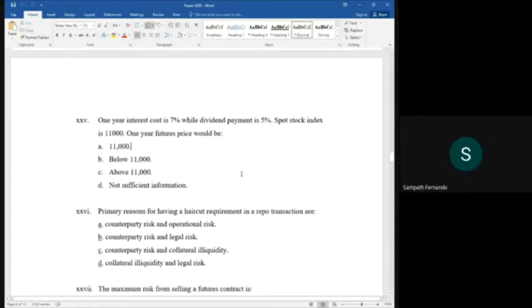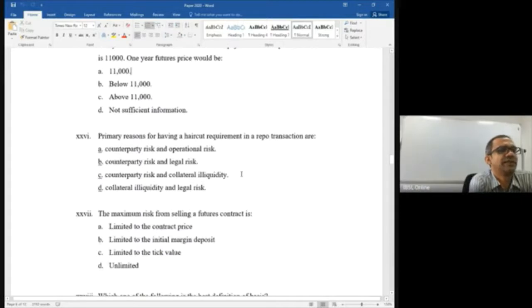The 26th, also 10. Primary reason for having a haircut in a repo transaction. Sorry, primary reason for having a haircut. Why do we have a haircut in repo? Is it for counterparty and operational risk, counterparty risk and legal risk, counterparty risk and collateral illiquidity, or operational risk and legal risk? Why do we need a haircut? So that is C, counterparty risk and collateral illiquidity.